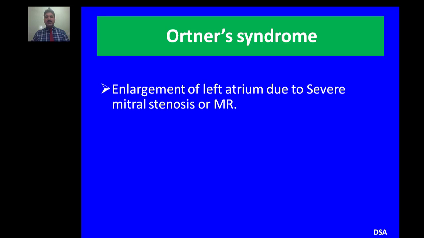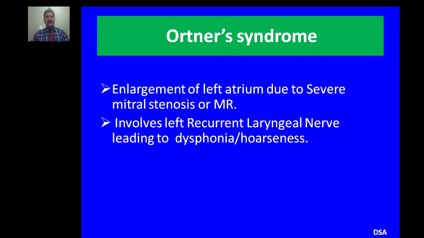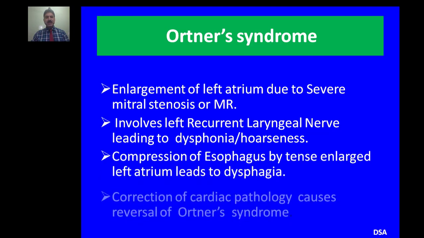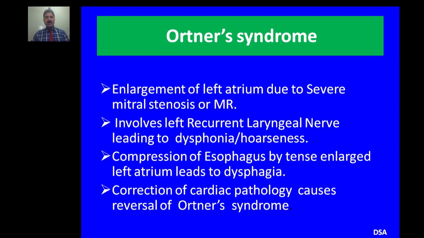What is Ortner's syndrome? Enlargement of the left atrium due to severe mitral stenosis or mitral regurgitation involves the left recurrent laryngeal nerve, leading to dysphonia and hoarseness. Also, compression of the esophagus by the tense enlarged left atrium leads to dysphagia. Correction of cardiac pathology causes reversal of Ortner's syndrome.